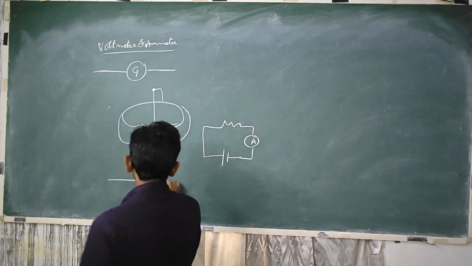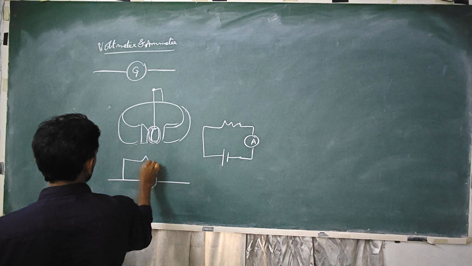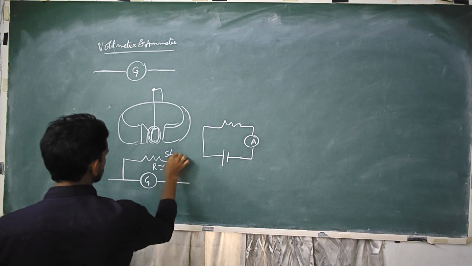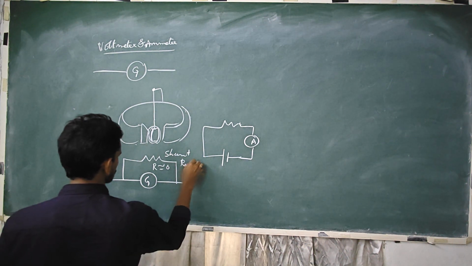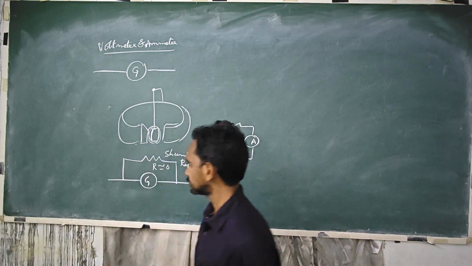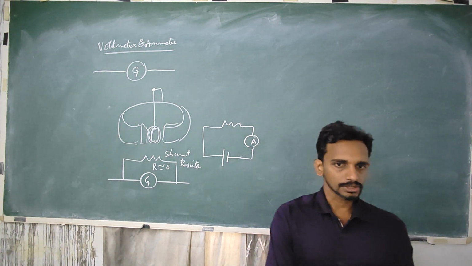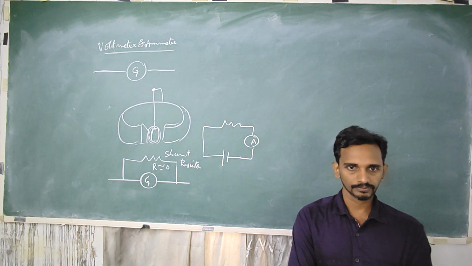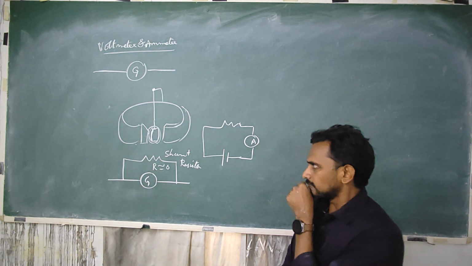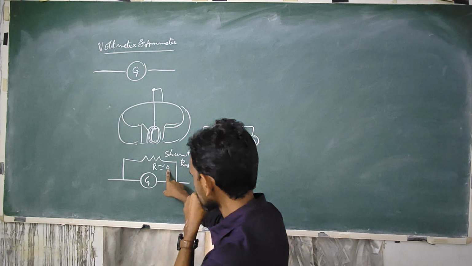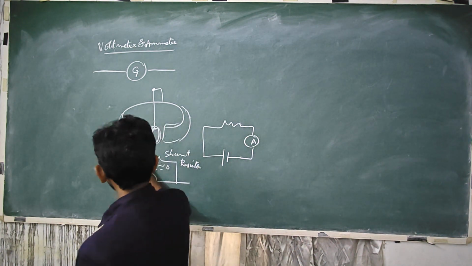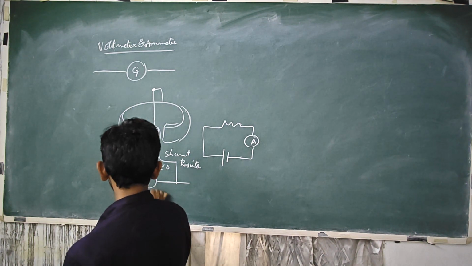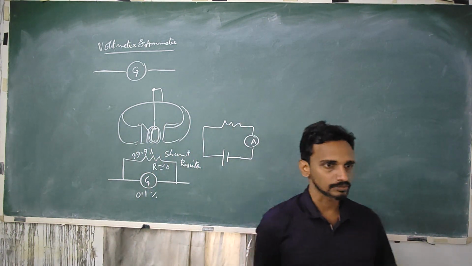So what do I have to do? I have to use the galvanometer in parallel with a shunt resistance. This is called a shunt. R is nearly 0, it's not equal to 0. If it is equal to 0, current becomes infinite. So nearly 0, so almost 99.9% of the current will flow through this, and 0.1% will flow through the galvanometer.